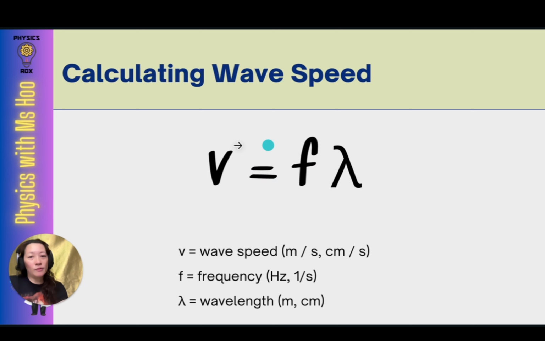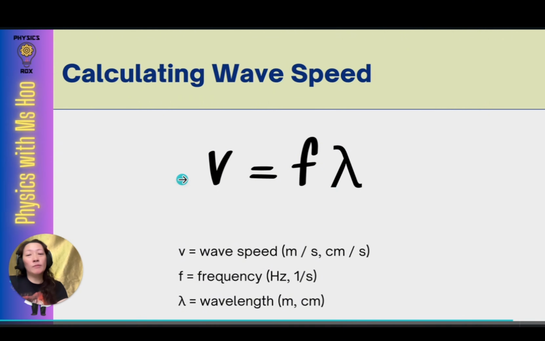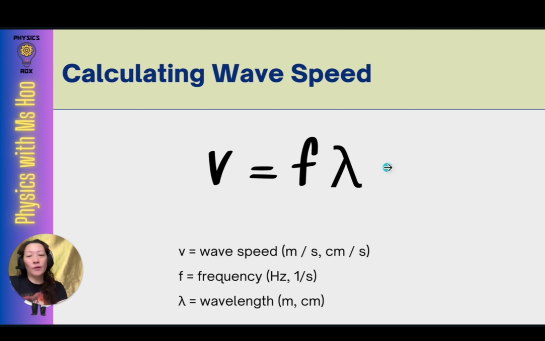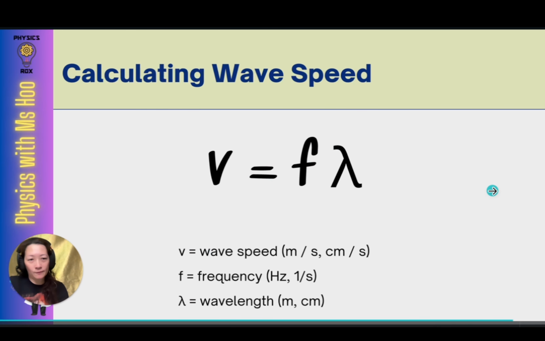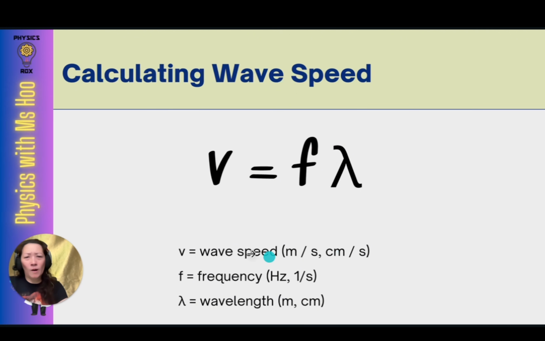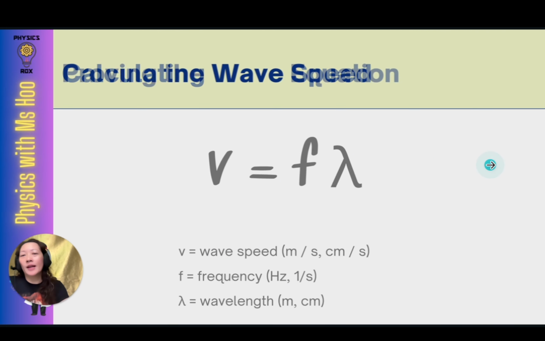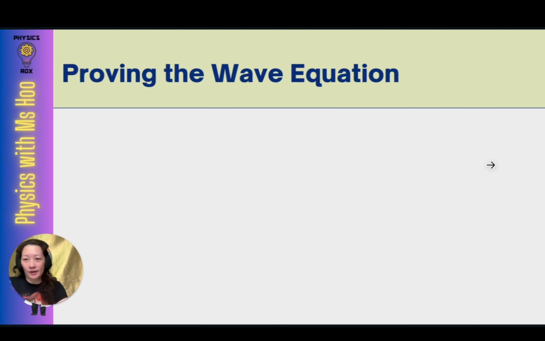Now, of course, when using this formula, you must ensure that the unit you use, whether it's meters or centimeters, has to be homogeneous on both the left and the right side. Using this formula is pretty straightforward. So when you want to solve questions, all you need to do is just substitute the values accordingly to find the unknown value. But some of you might be wondering, why is V equal to F lambda? So let's just prove the wave equation here so that you understand how this formula works.